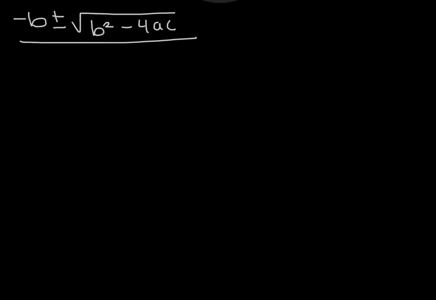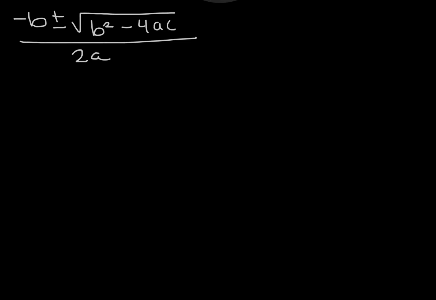So today we're going to be doing quadratic formula. So let's get started with the actual quadratic formula, which is going to be negative b plus or minus the square root of b squared minus 4ac, and all of that is going to be over 2a.